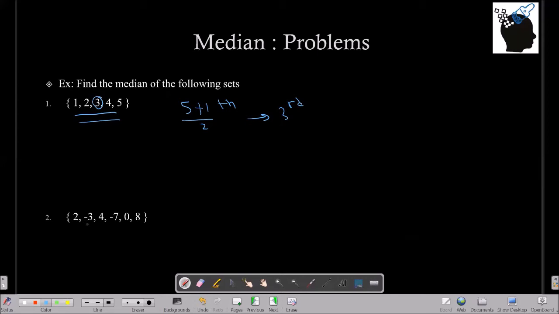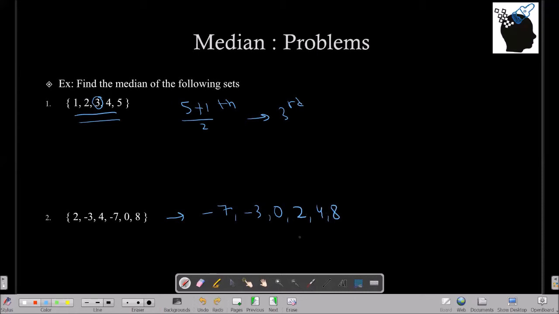Let's try the second one. So the set is 2, minus 3, 4, minus 7, 0 and 8. So let's arrange it in ascending order first. So we'll get minus 7, minus 3, 0, 2, 4, and 8.